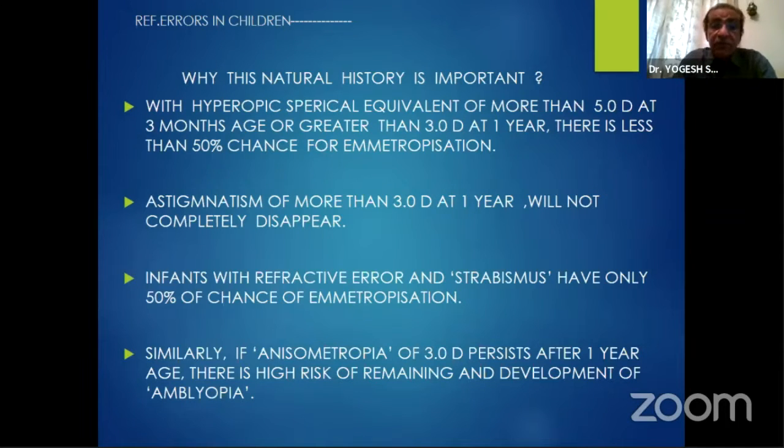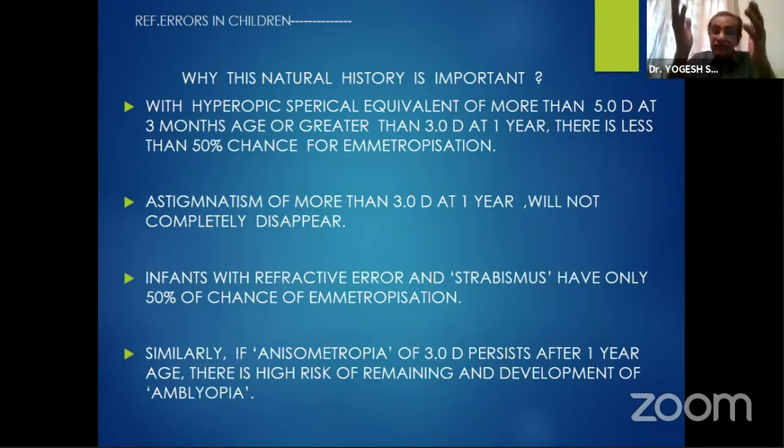Now, astigmatism of more than 3 diopters at 1 year will not completely disappear. So it has repercussions again. Infants with refractive error and strabismus, now see, the refractive error and strabismus could be a congenital accommodative or a congenital esotropia, infantile esotropia, have only 50% chance of emmetropization. Similarly, if an anisometropia of 3 diopters or more persists after 1 year of age, there is a high risk of development of amblyopia.